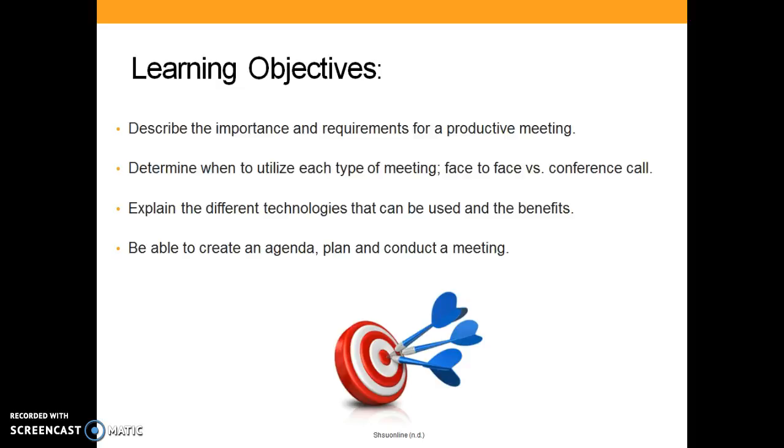for a productive meeting, determine when to utilize each type of meeting, face-to-face versus conference call, explain the different technologies that can be used and the benefits, be able to create an agenda, plan, and conduct a meeting.